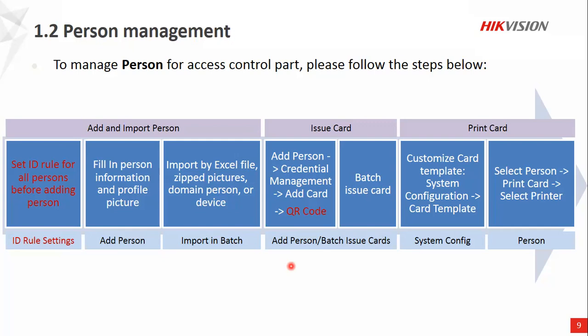Then we can also batch issue cards. Batch issue card means if I have 100 staff members, I can allocate card numbers to them in a batch. Instead of doing it individually, I can create a list with a whole lot of card numbers if I don't physically have a card, and then I can allocate the cards to all my staff members. So I don't have to do it one by one, logging into each person. No, I can select all the persons on my list and issue cards in a batch to all of them.